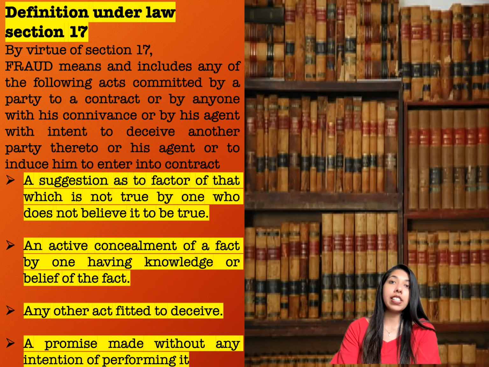Second is an active concealment of the fact. Concealment means hiding. So I'm actively hiding the truth, and I know that it is not the truth. The third point is any other act fitted to deceive. Deceive means cheating. Whatever I'm doing or speaking, in my mind I'm planning to cheat you, and if I'm doing something like that, that will fall under the definition of fraud.